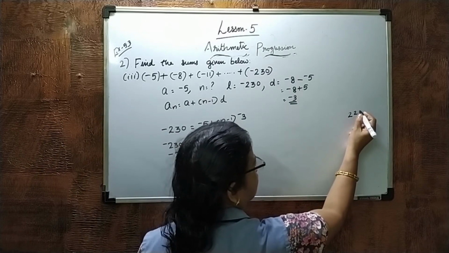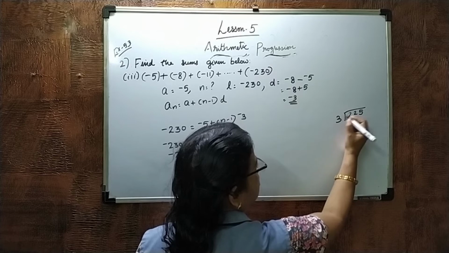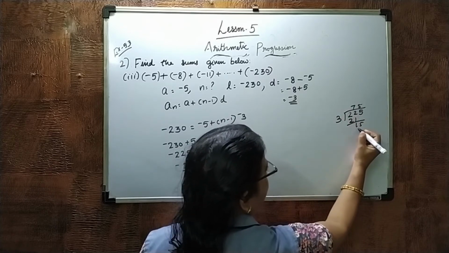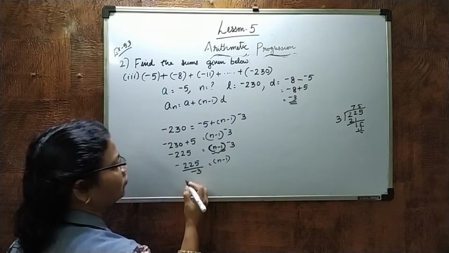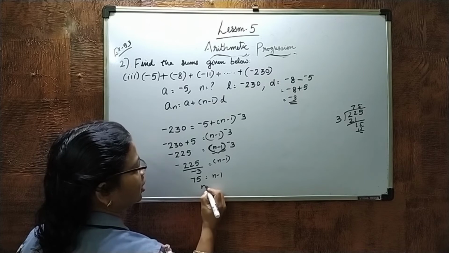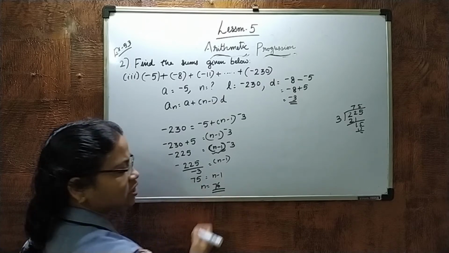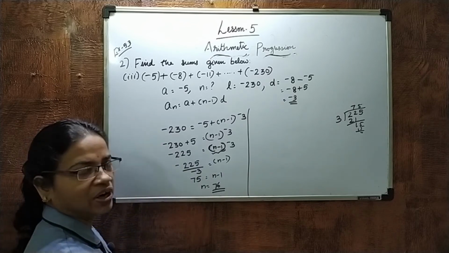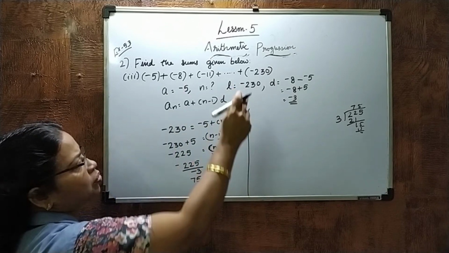225 divided by 3. 7 3s are 21, then 15, it is 5. So 75. So n minus 1 equals 75. So n is equal to 75 plus 1, we will get the answer 76. Then n you got. What is the next thing you have to find out? The sum you want to find out.